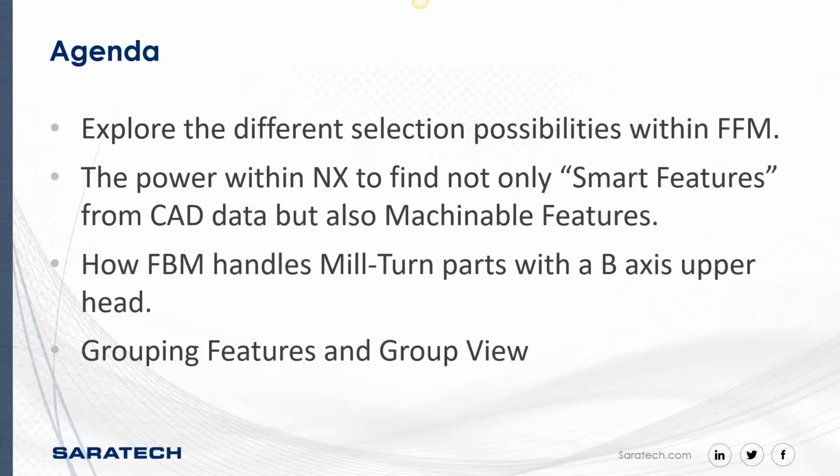So here's our agenda. We're going to explore the different section possibilities within feature-based manufacturing, the power within NX to find not only smart features, and what I refer to as smart features are when you bring in a model that has a feature tree of how it was built. NX goes right to that feature tree and pulls those features out. So if they modeled a tapped hole and used the tapped hole command in the modeling side, then it'll pull that right out of there.